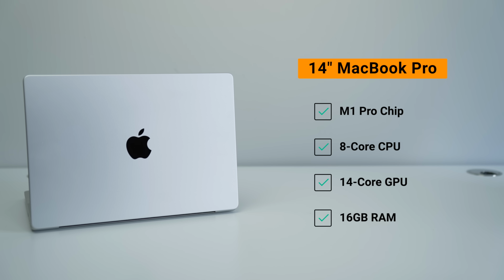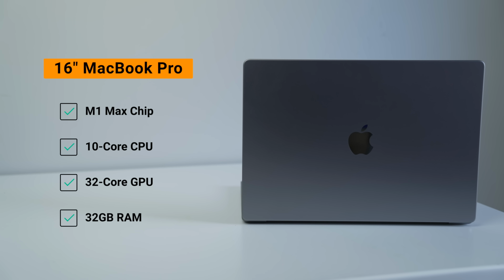Super quick, for reference, the 14-inch MacBook Pro model that's used here is the base model. This means it has an M1 Pro chip, an 8-core CPU, 14-core GPU, and 16 gigs of RAM. Our M1 Max machine is a 16-inch MacBook Pro with a 10-core CPU, 32-core GPU, and 32 gigabytes of RAM.